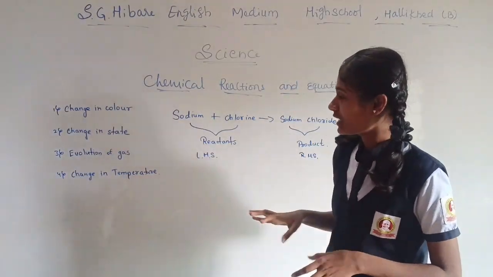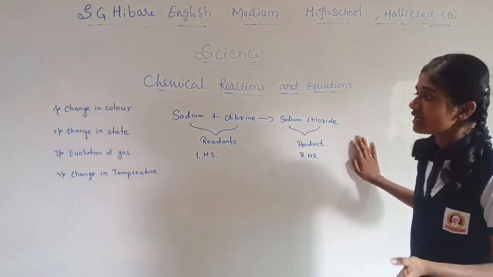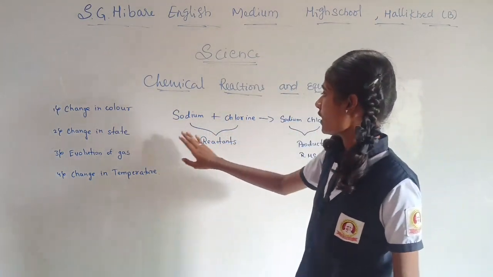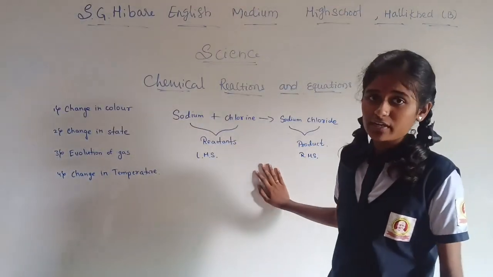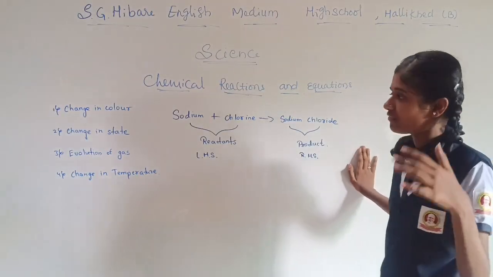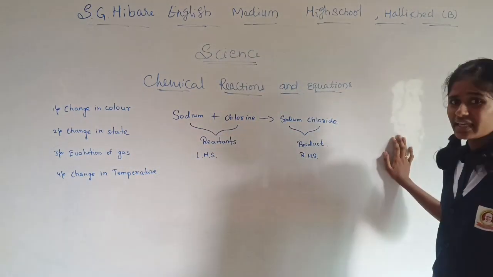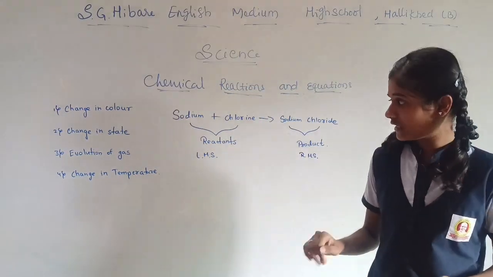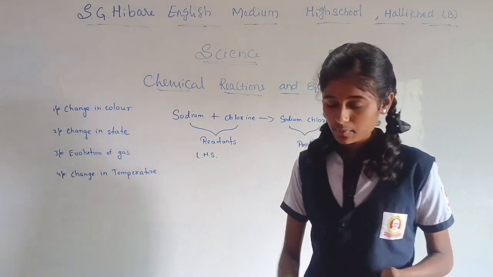If a chemical reaction has taken place, then there is a change in color. Maybe the reactants' colors are different, so the product color may be different. And change in state: not only sodium chloride but many other elements which are in the solid state in the reactants may form in the liquid state on the product side, or they evolve as a gas. Evolution of gas means the gas is formed, and change in temperature means the temperature increases or decreases. So these are the changes which are seen if a chemical reaction has taken place.